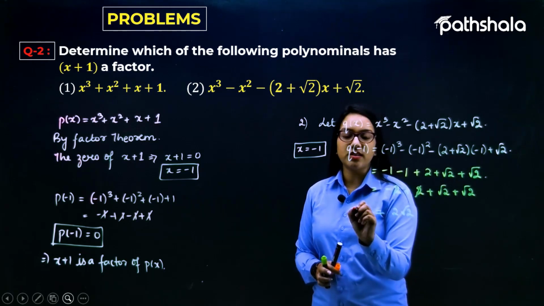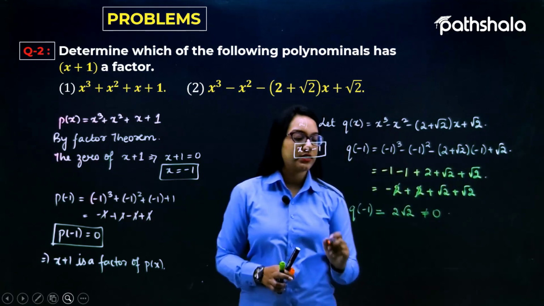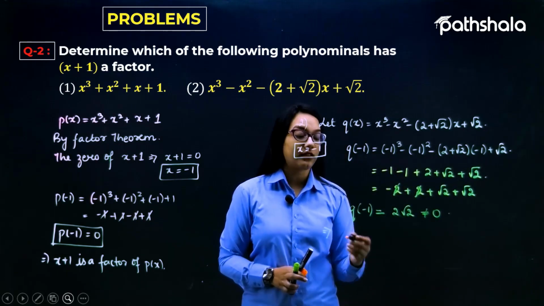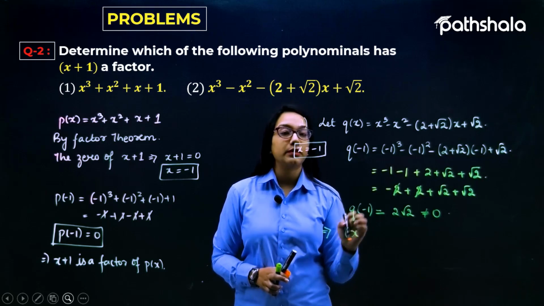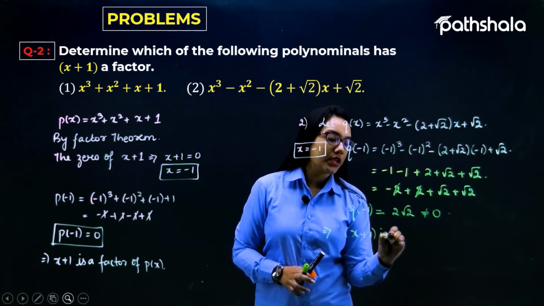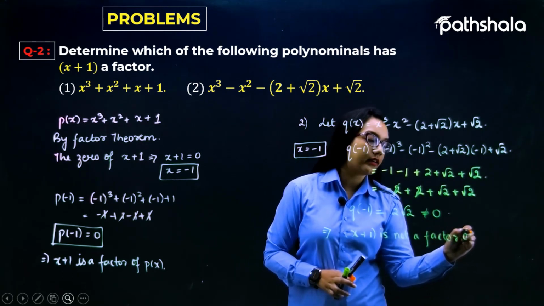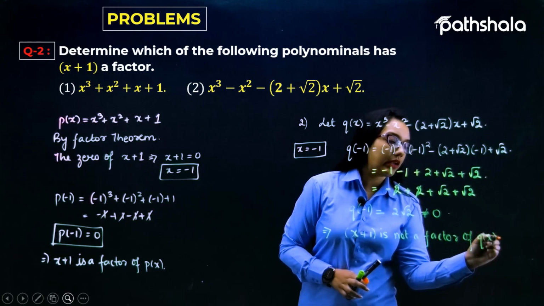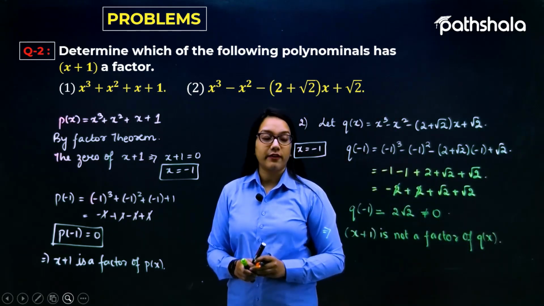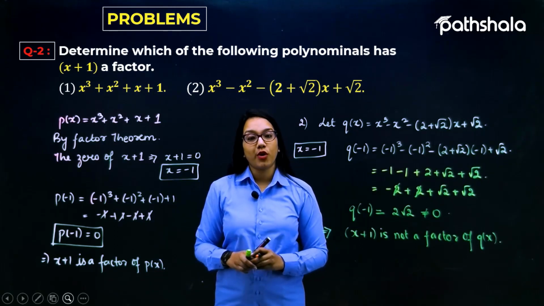So obviously this value is not equal to 0. If this value is not equal to 0, it means that by the factor theorem we can say x plus 1 is not a factor of q of x, because it is not giving the value equal to 0 as per the factor theorem. So let's move on further to question number 3.